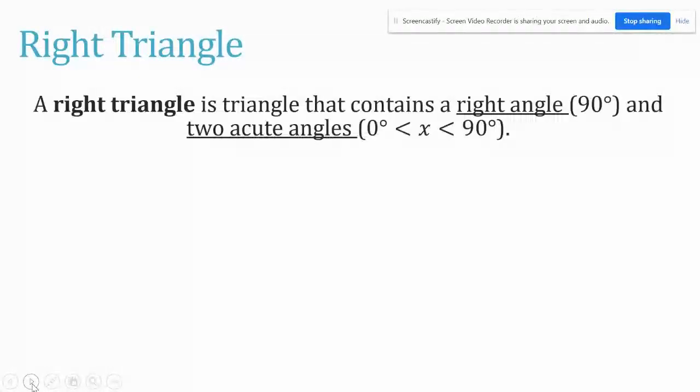All right, so the first thing we want to talk about is what is a right triangle. A right triangle is a triangle that contains a right angle, which is 90 degrees, and two acute angles. So acute angles are angles in between 0 and 90. So an example would be like 30 degrees, 60 degrees, 45 degrees. Those are all acute angles.